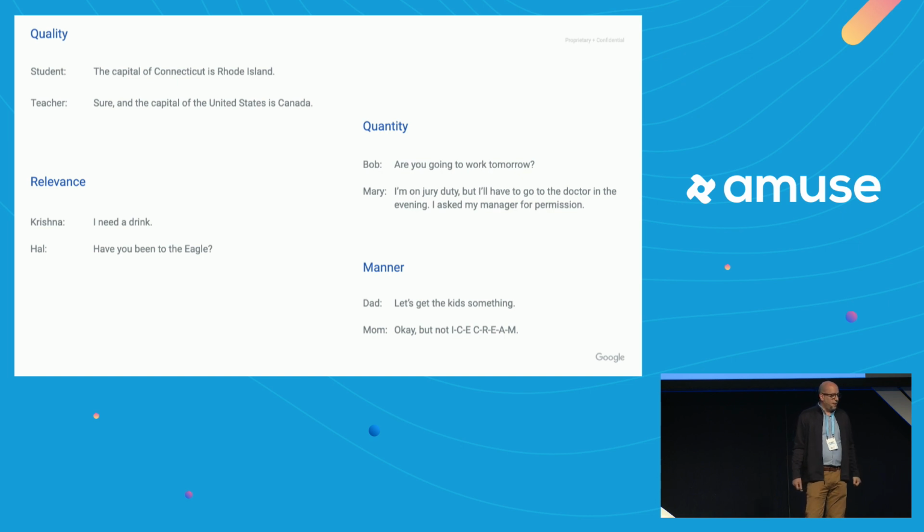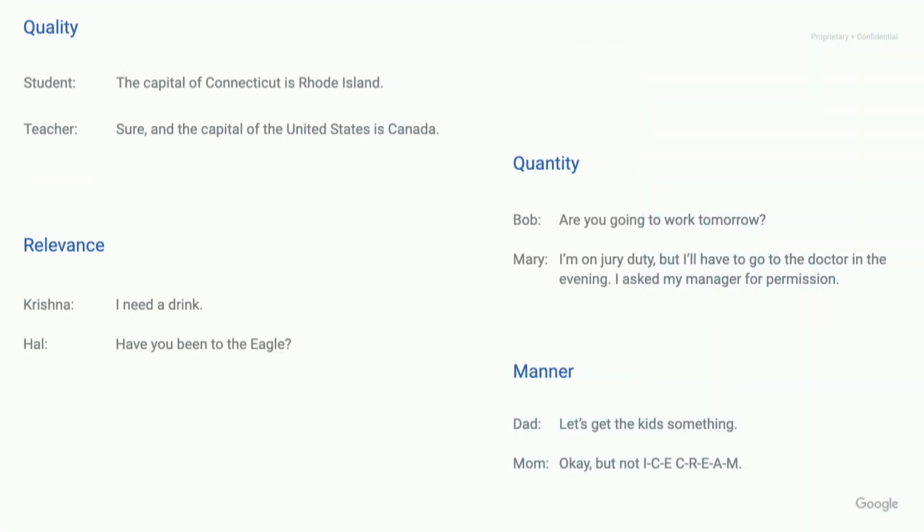So an example of quality: a student says, the capital of Connecticut is Rhode Island. And the teacher says, sure, and the capital of the United States is Canada. Now clearly the teacher on the surface is lying, because that is not the case. But the student says to themselves in their head, why are they lying? Oh, they're lying because they're trying to make another point, which is that I am incorrect. So the student is assuming the maxim of relevance, and also the maxim, I should say, of quality, and that allows them to interpret the utterance that the person just said.